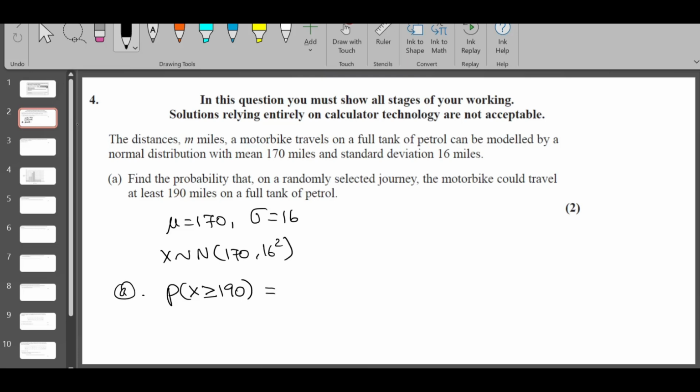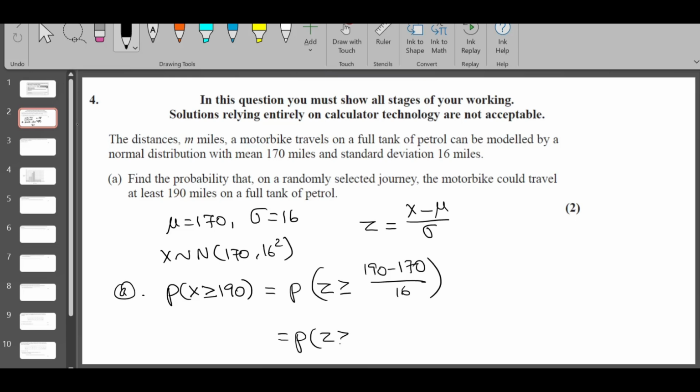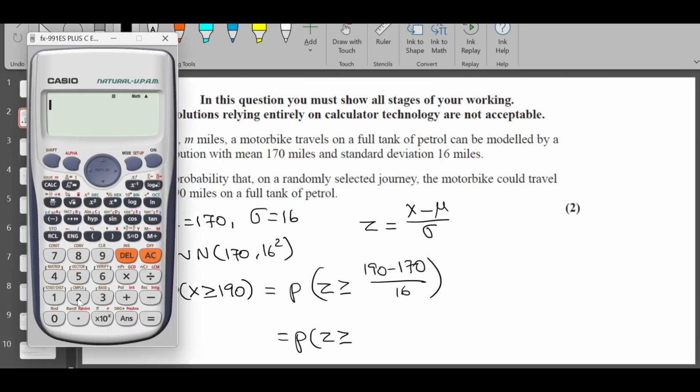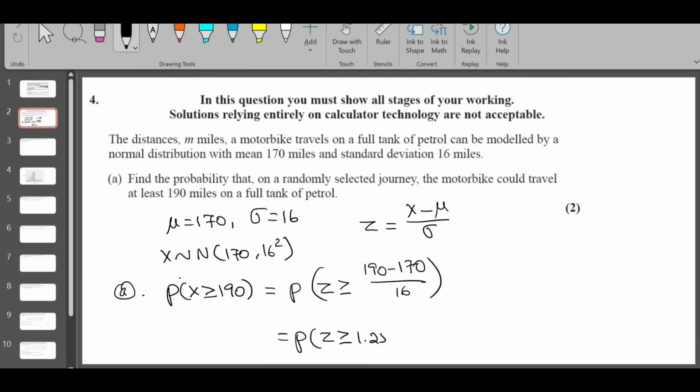You don't need to rewrite it, you just standardize it. Using this coding, Z is X minus mu over sigma. That's how we standardize the normal distribution. So Z is greater than or equal to 20 over 16, which is 1.25. To find the area on the right hand side of a positive number, you can do 1 minus P of Z less than 1.25.